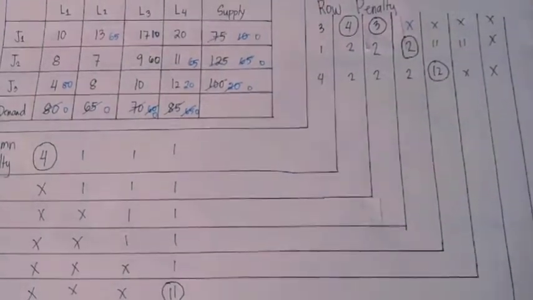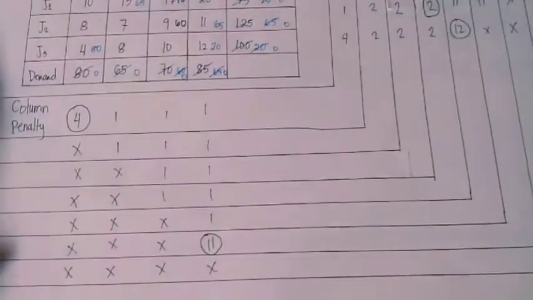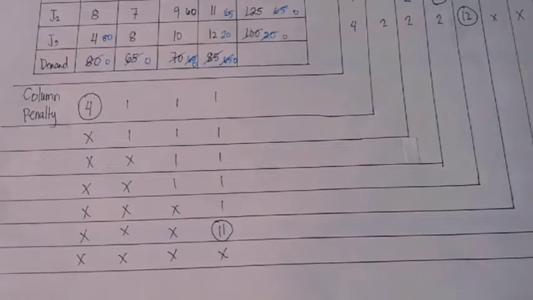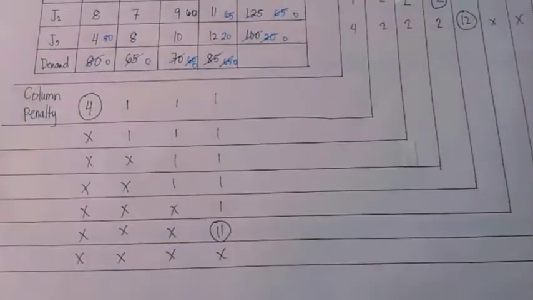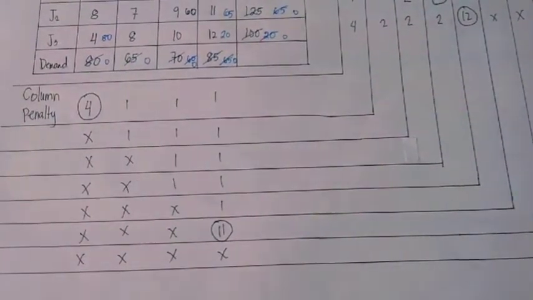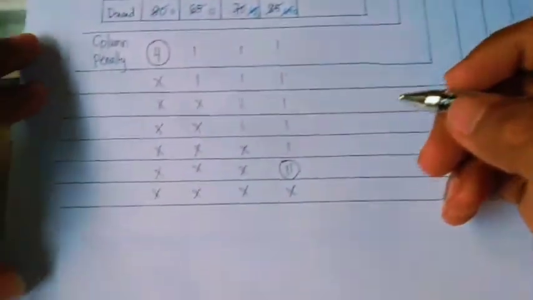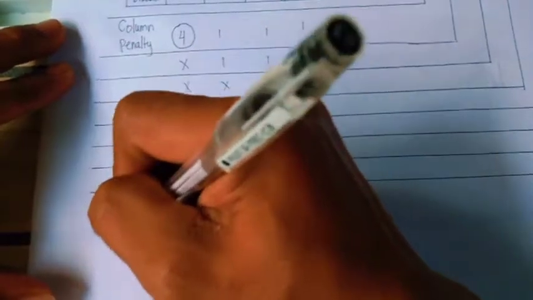Since we satisfy the supply and the demand, we will now get the total cost to identify which method has possessed the least cost element. The least cost. So, total cost.